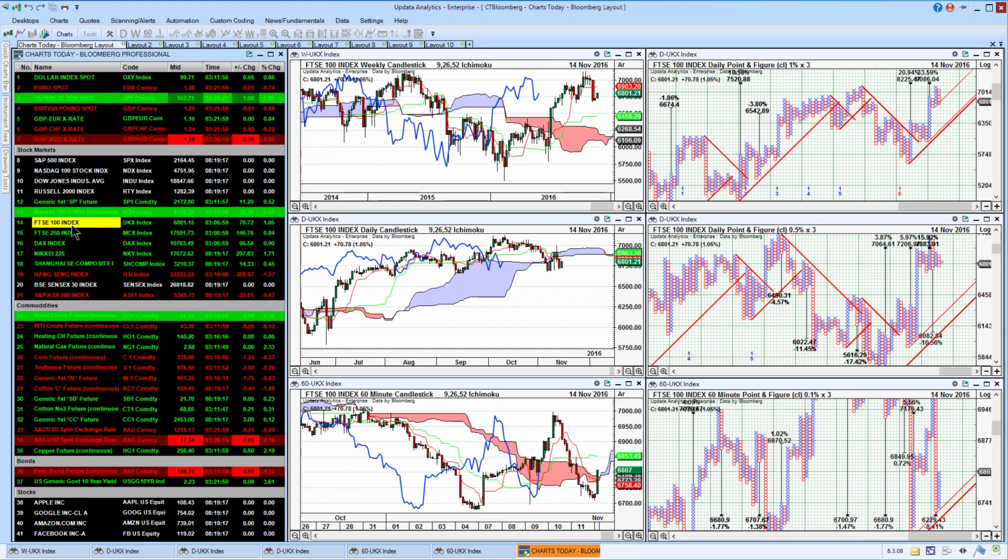FTSE had a terrible day on Friday, recovering quite a lot of that this morning, but was really down 100 points on Friday. So just the 7,000 level still eluding the FTSE. We're seeing this chop here. Strong recovery in sterling having an effect on the top 100 stocks.